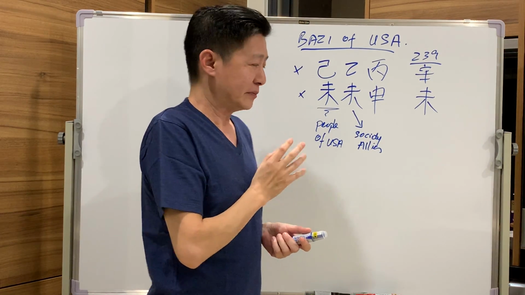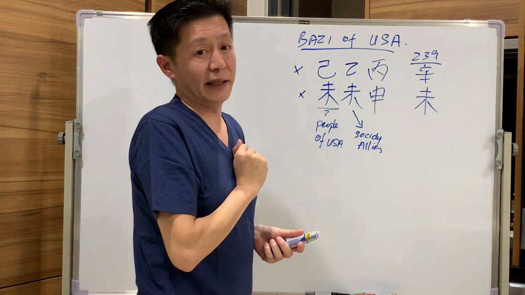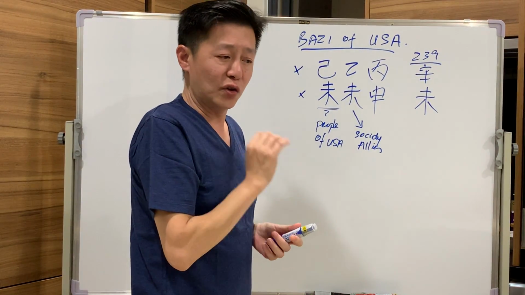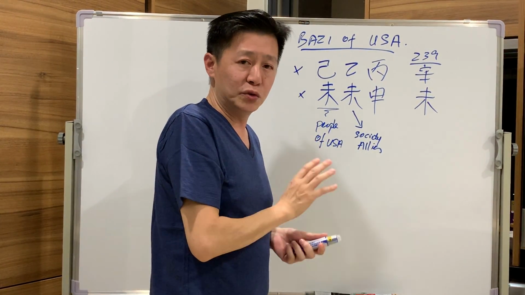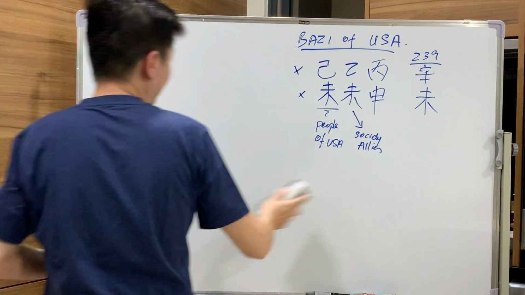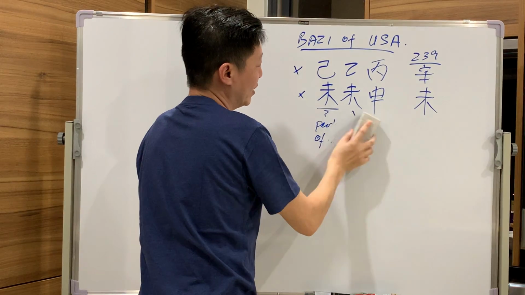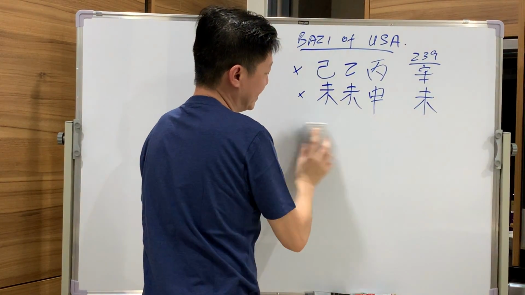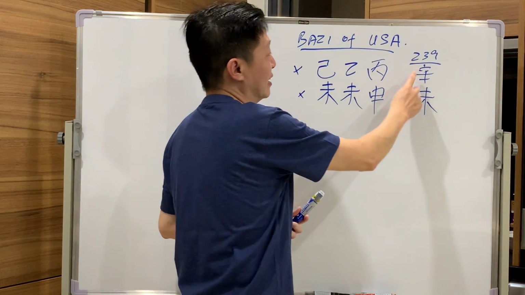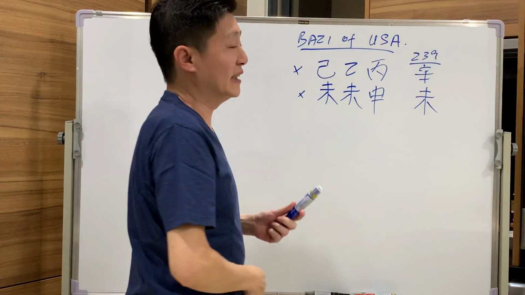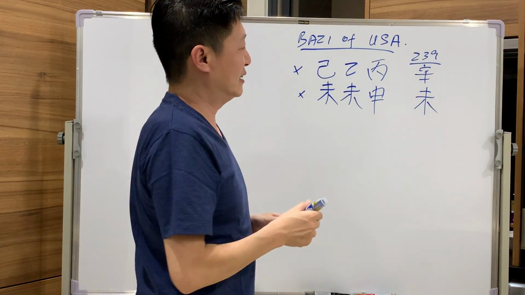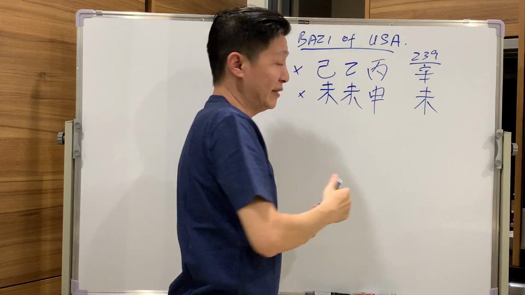Okay, so now we look at the luck. We want to see whether America is going to continue to do whatever they want to do, or something's going to give. So now we look at the luck of the United States of America. In 239 years of independence, this is the luck. This luck will run 10 years.